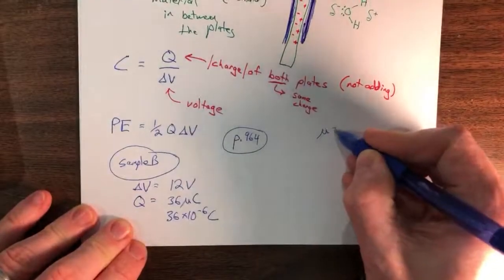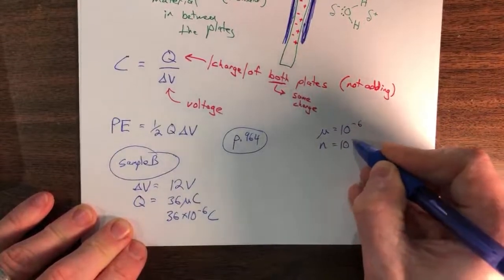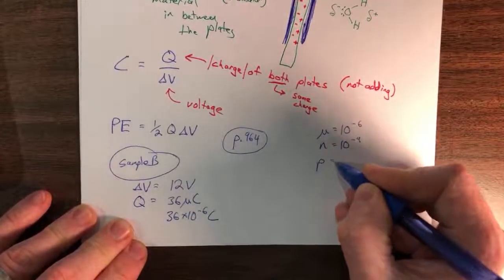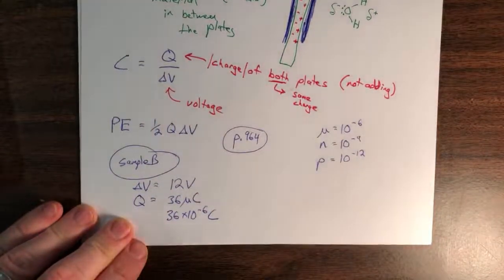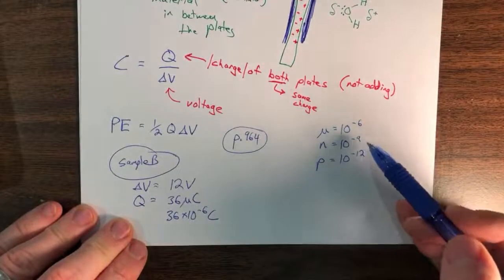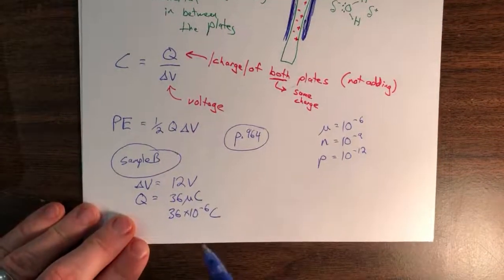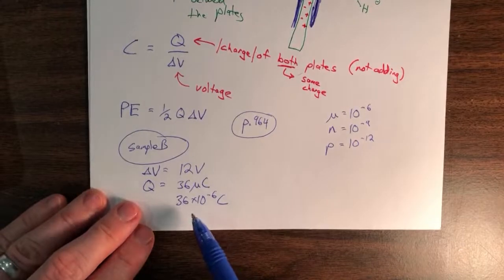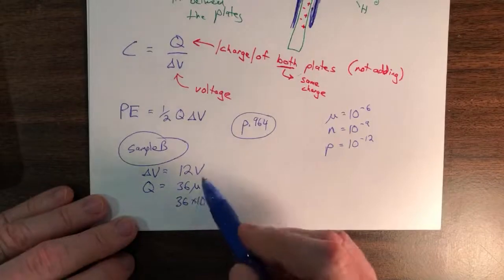So micro is 10 to the minus 6, nano is 10 to the minus 9, and pico is 10 to the minus 12. All right? So those are some prefixes, micro, nano, and pico, that you might find. And the reason for that is when we're talking about capacitance, we often have fairly small numbers. All right, so let's do it.